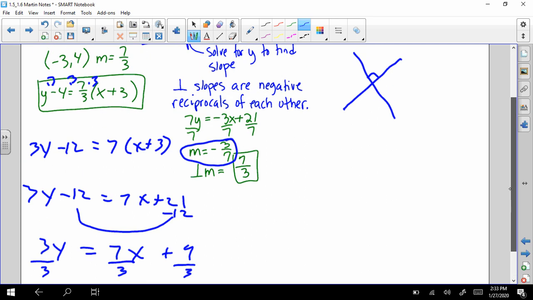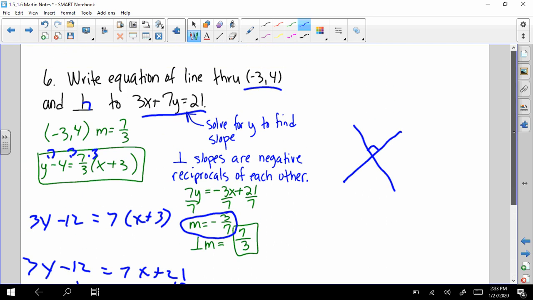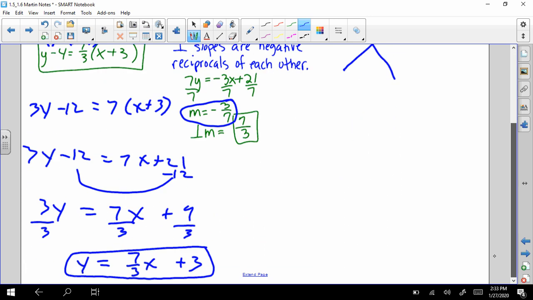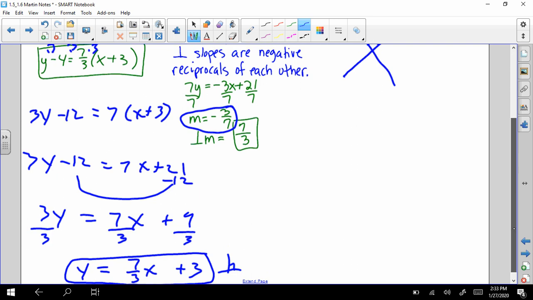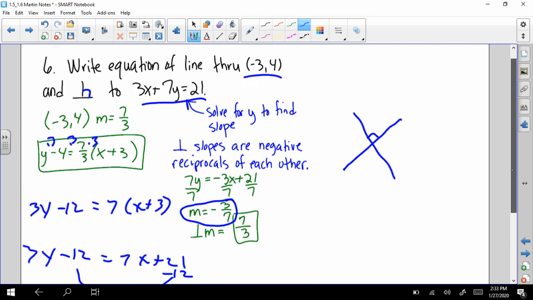Go back and look at that. We have negative 3/7. Our new slope is positive 7/3. Seems to work out well. This is the perpendicular line that goes through that point, perpendicular to the given equation.